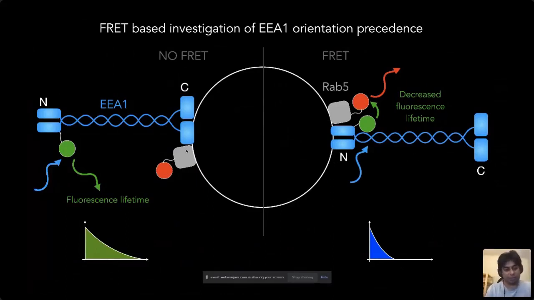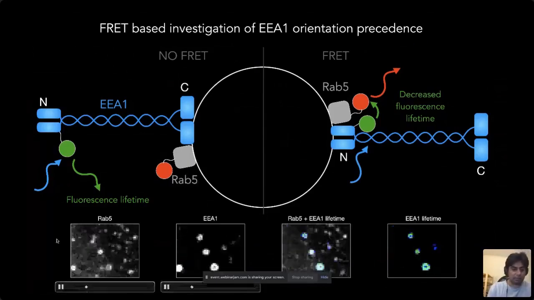So we performed fluorescence lifetime measurements, where the N terminal of EEA1 is labeled with a donor, and the RAB5 is labeled with an acceptor. So in case of N-terminal binding, you would expect that the FRET takes place, and you would have decreased donor lifetime. In the case where the C-terminal is bound to the endosome, you would have no FRET, and therefore the donor lifetime would not decrease and would exhibit a longer lifetime. So in our color scheme, the shorter lifetime will be depicted by blue, and the longer lifetime will be depicted by green, and anything in between would be depicted by cyan.